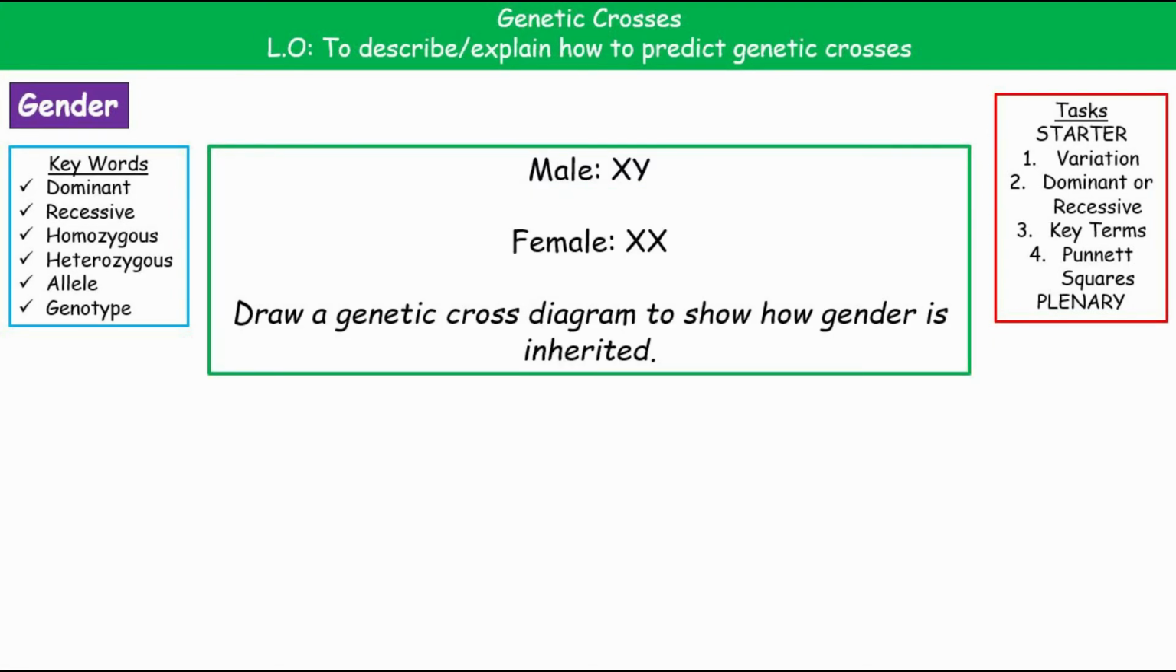Hopefully we knew that for a male you will have 1 X and 1 Y, and for a female it's 2 X's. So they're the chromosomes that determine your gender. Now what I'd like you to do is jot down those top 2 points first of all, make sure you know that and don't just write down Y for male, it's got to be 1 X 1 Y and female 2 X's. Then I want you to draw a genetic diagram to show how gender is inherited.